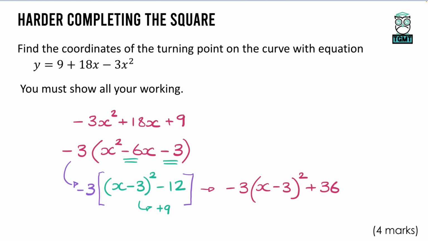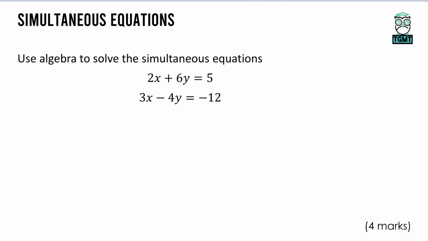We just need to be able to read the turning point. So the x coordinate, as always, is just the flipped version of what's in the bracket, so +3. And the y coordinate, as always, is just this number at the end, +36. So there we go, that is completing the square where we have these harder coefficients of x squared, and this one even had the negative in, making it that little bit harder again.